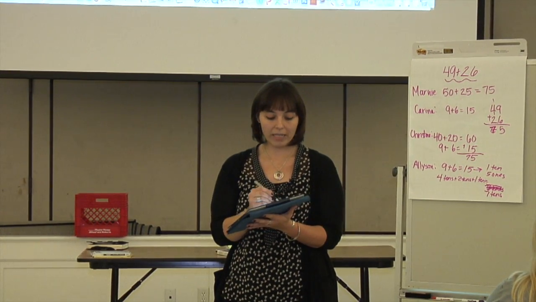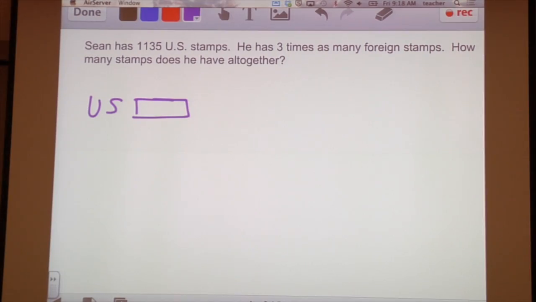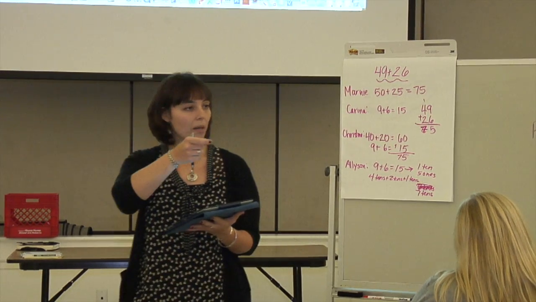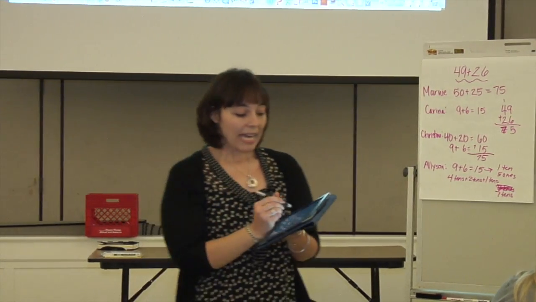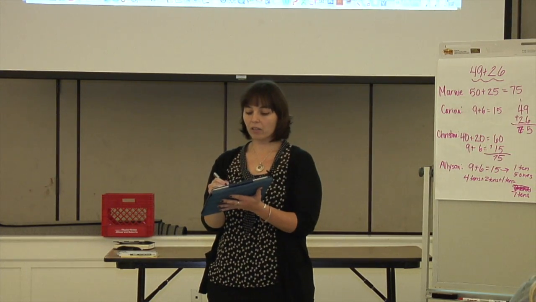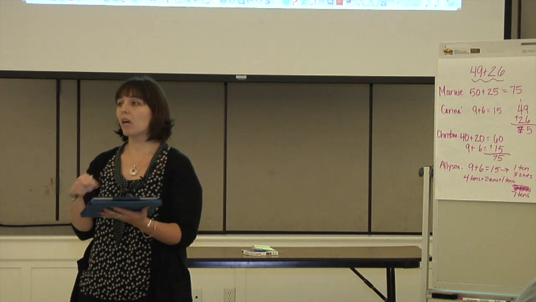So I'm going to start with the US stamps and make 1 bar. That's going to represent the 1,135. But the foreign stamps are 3 times that, so I need 3 of those. So now my unit becomes the US stamps. Each of those then are 1,135. If I want to find all together, how many units do I have? 4. So then the equation becomes what?